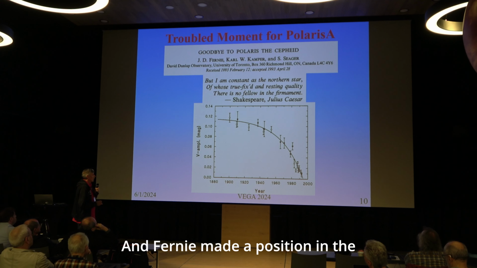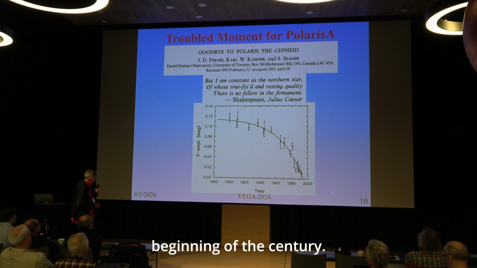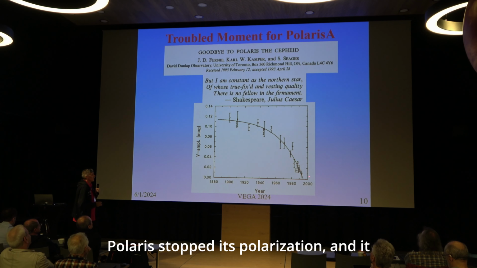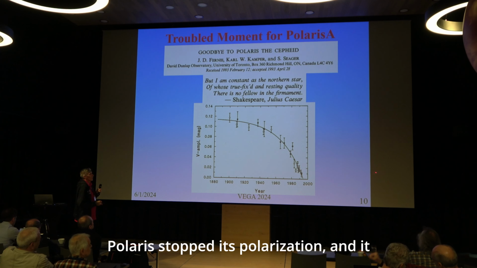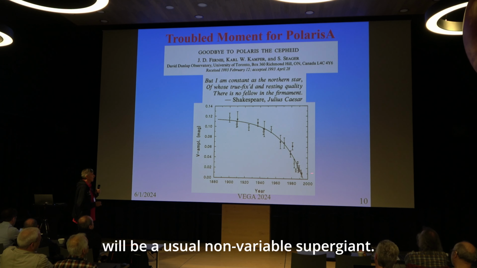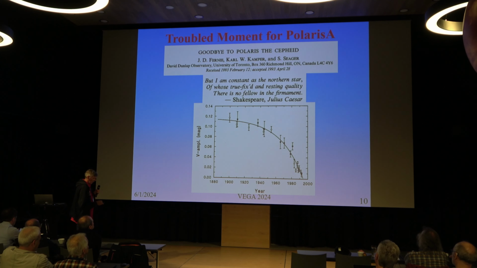Fernie made a prediction that in the beginning of this century, Polaris would stop its pulsation. It will be a usual non-variable supergiant.